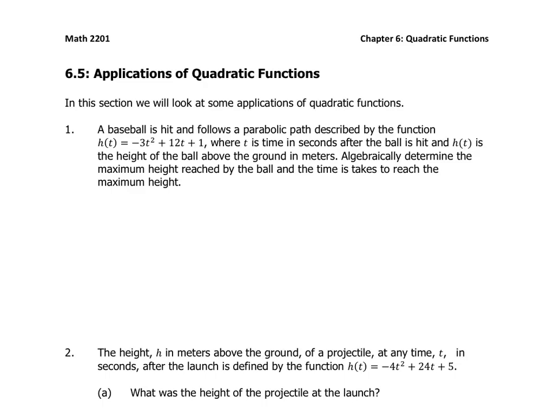So the first question is: a baseball is hit and follows a parabolic path described by the function h of t equals negative 3t squared plus 12t plus 1, where t is the time in seconds after the ball is hit, and h of t is the height of the ball above the ground in meters. Algebraically determine the maximum height reached by the ball and the time it takes to reach the maximum height.